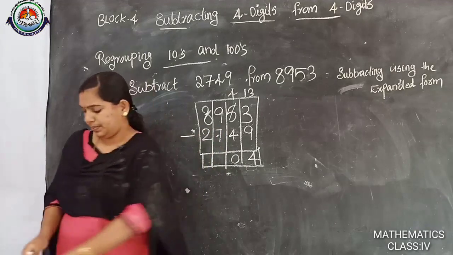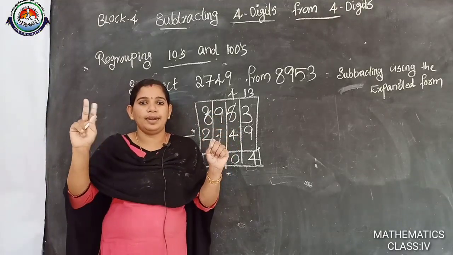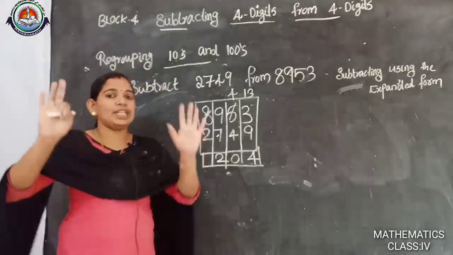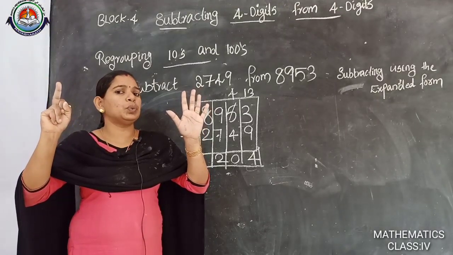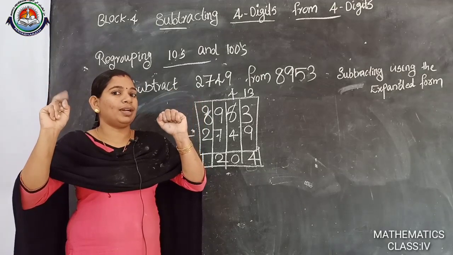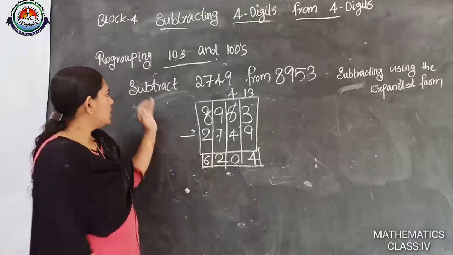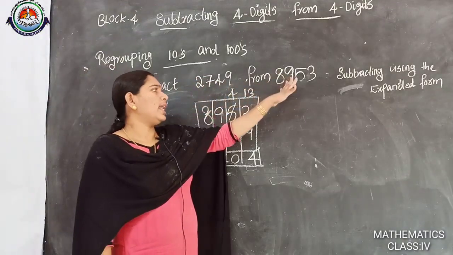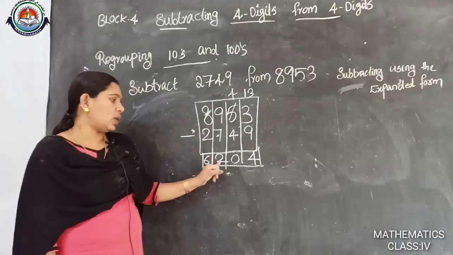9 minus 7 is 2. Then 8 minus 2 is 6. So what is the answer? Subtract 2,749 from 8,953. The answer is 6,204.